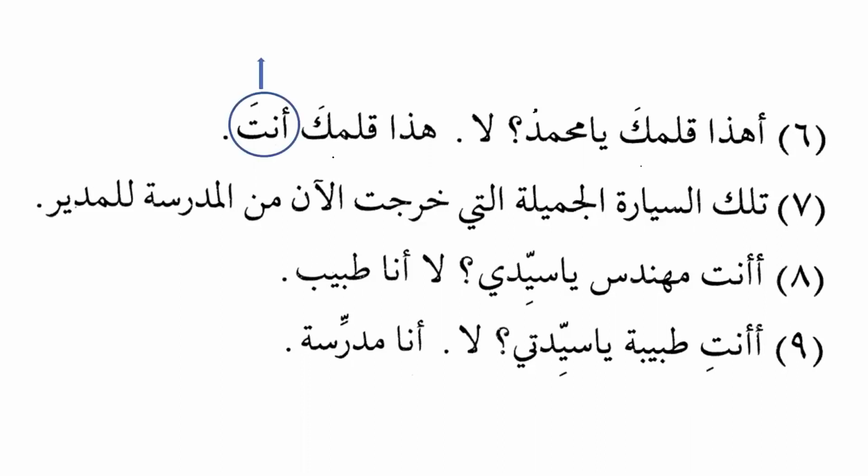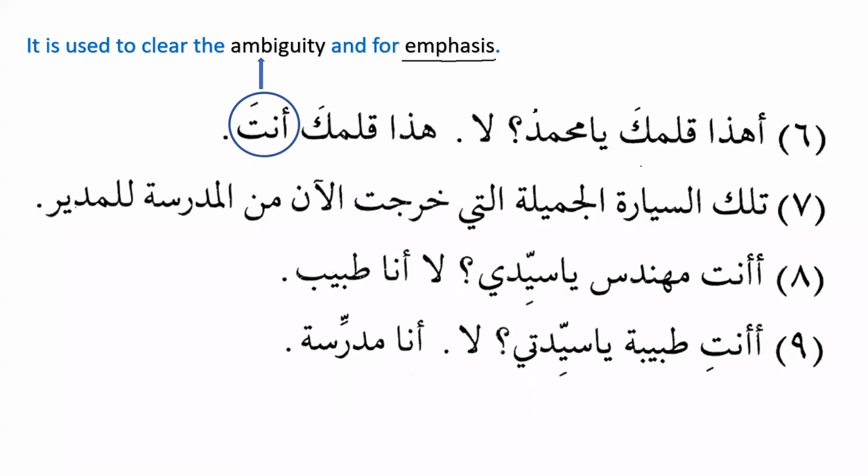So this anta is basically used for two reasons. The reason that it is used here is to clear the ambiguity. If there is something not clear, or something is unclear, or something is ambiguous, it is used to clear the ambiguity. And also it is used for the purpose of emphasis. For the purpose of emphasis, inshallah, we will start from book number 2. And here in this book, the focus is on clearing the ambiguity.